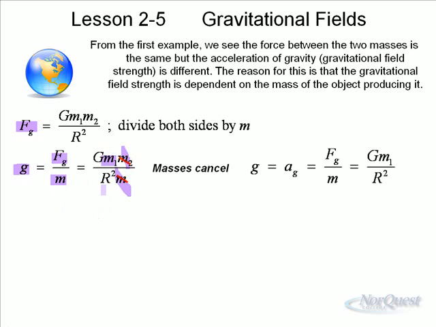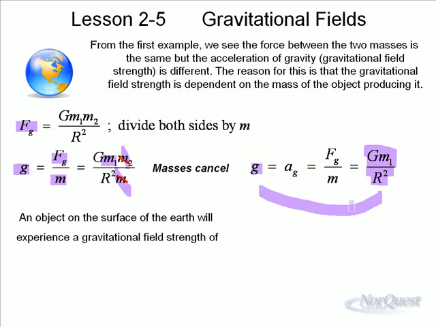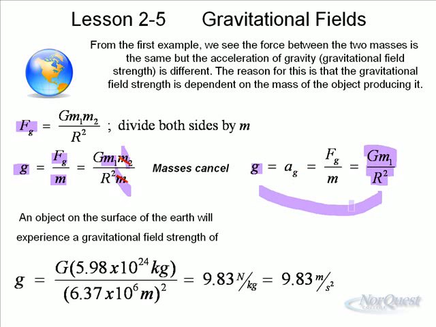the gravitational field strength, or g, or the acceleration of gravity, same thing. Acceleration of gravity and gravitational field strength are the same thing. Then we get the force of gravity divided by m2 gives us Gm1 over r squared. And so our formula is g is equal to Gm1 over r squared. An object on the Earth will experience a gravitational field of g is equal to Gm1 over r squared.